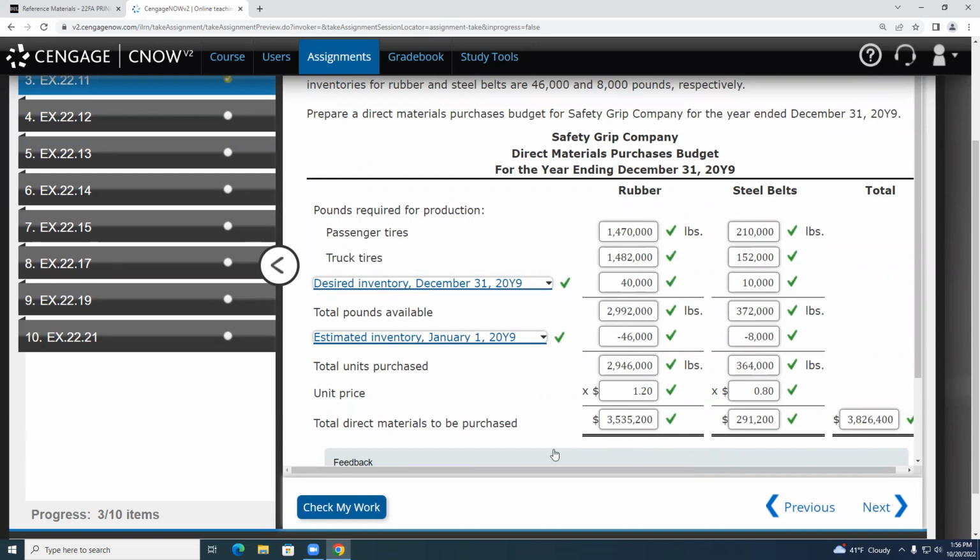Okay, any questions about direct materials budgets? So this is a purchase budget, but it really includes the usage budget as well. This represents the amount we plan to use. This represents the amount that we need to buy. And this represents the cash that we need available.